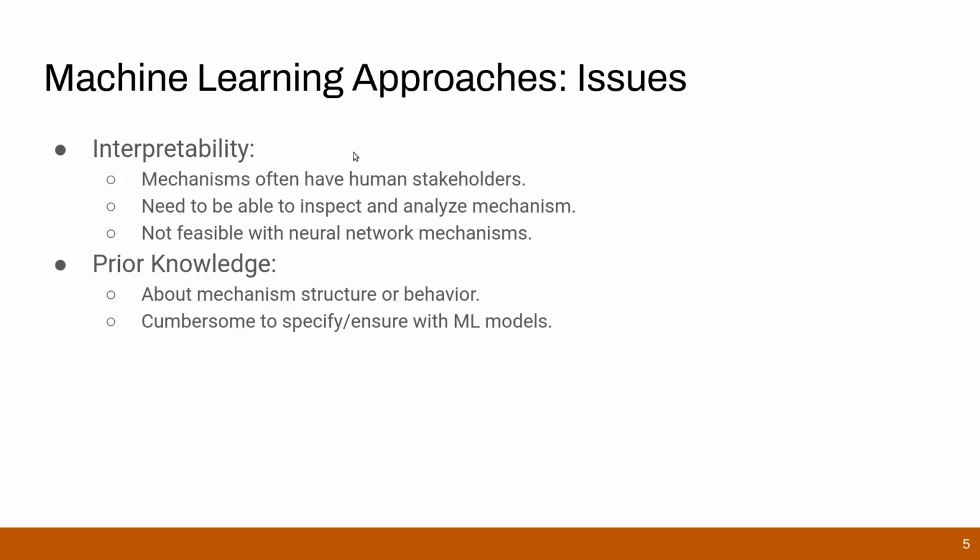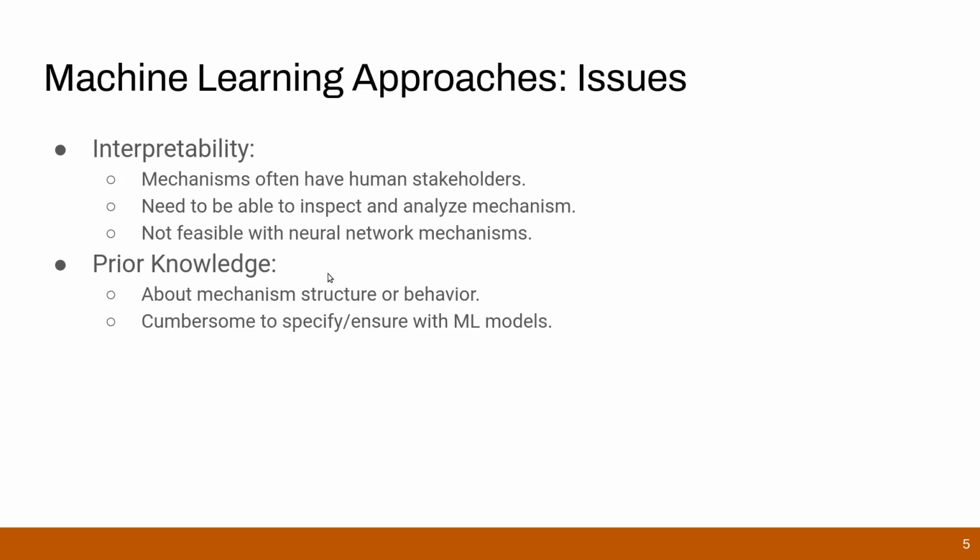However, there are also some issues. First is of interpretability. The mechanisms that we design often have human stakeholders and they need to be able to inspect and analyze them. This is not feasible with powerful models such as neural networks.